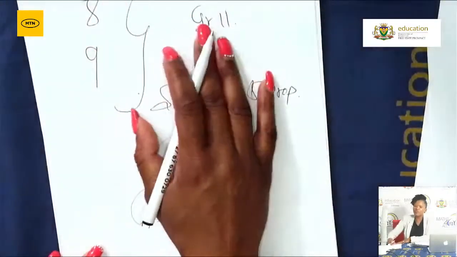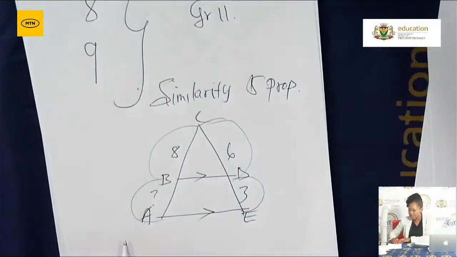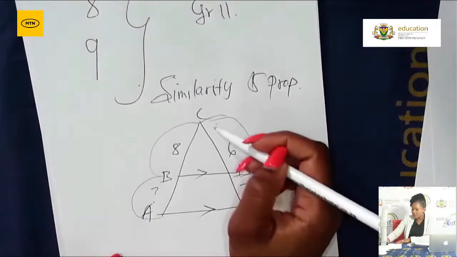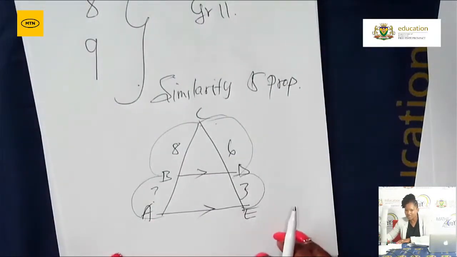In Euclidean geometry, it is very important for you to write the statement as well as the reason. If you write that 3 over 6 is equal to AB over 8, next to it, you need to write proportionality theorem.